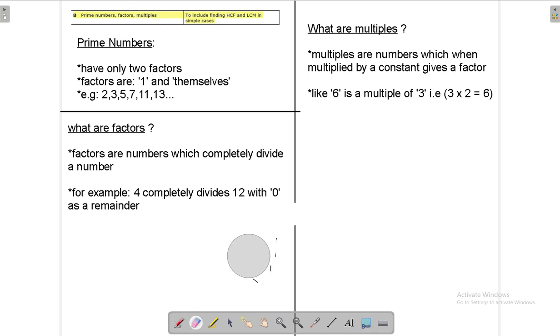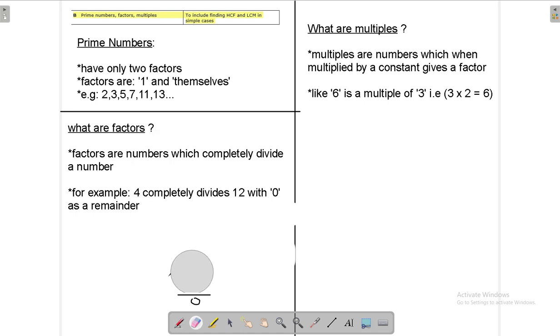So I'm just going to tell you what factors actually are. Factors are the numbers which completely divide a number. For example, 4 completely divides 12, and 2 completely divides 6 or 10. Let me show you an example over here. For example, 2 is a factor of 12. You see here, it completely divides 12 with a quotient of 6, as 2 into 6 equals 12, and it gives us a remainder of 0, so it is a factor of 12.